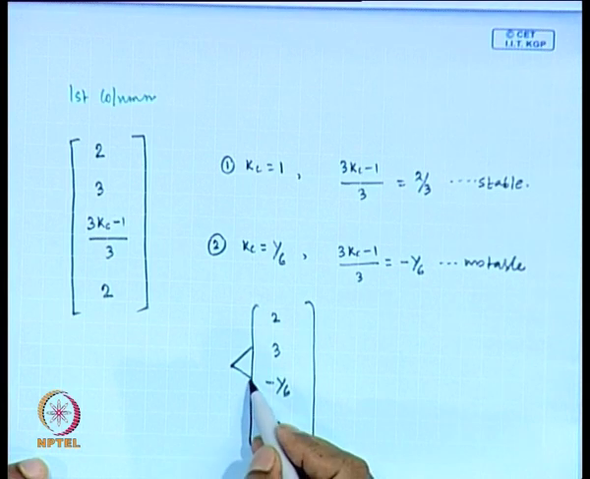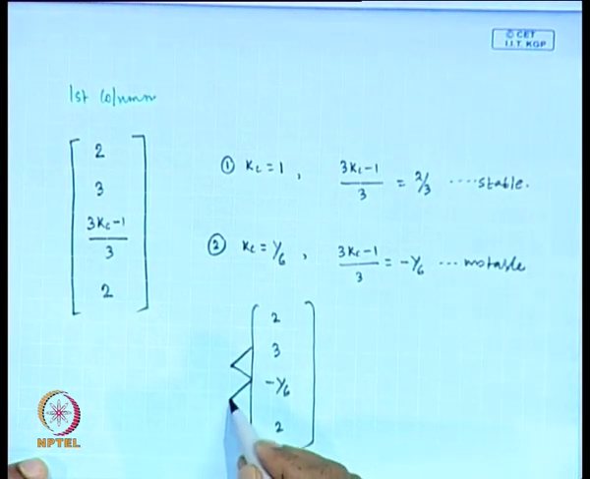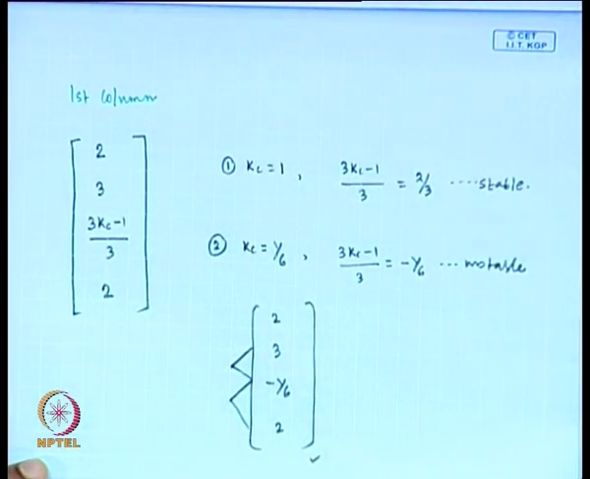Second sign change is from third row to fourth row. Fine. Since two sign changes are involved, if Kc is equal to 1 by 6, two poles lie in the right half plane. In the next, we will try to find the critical stability condition.